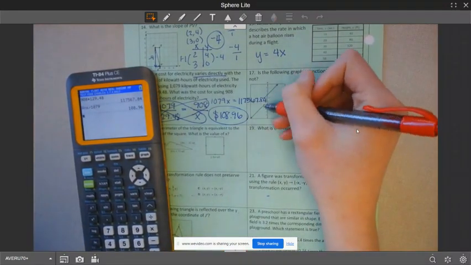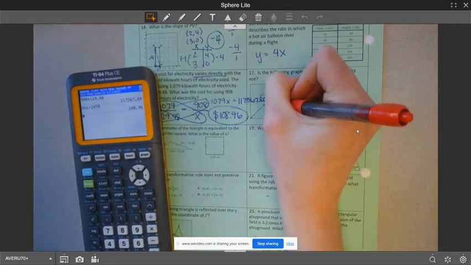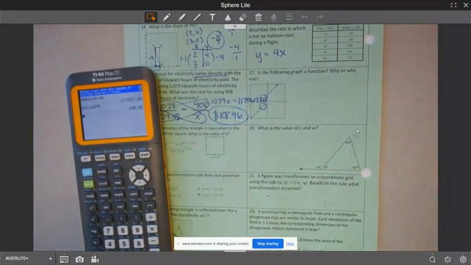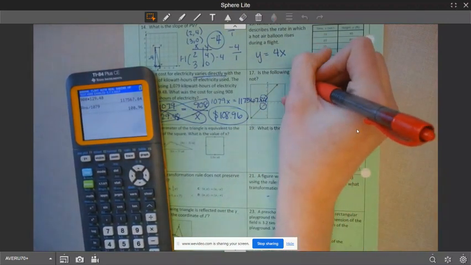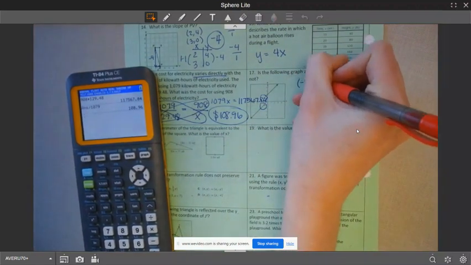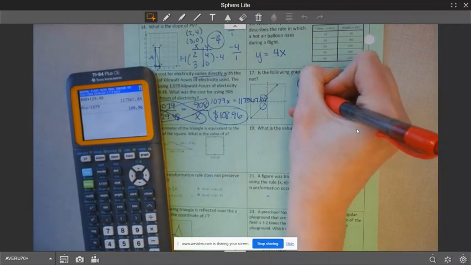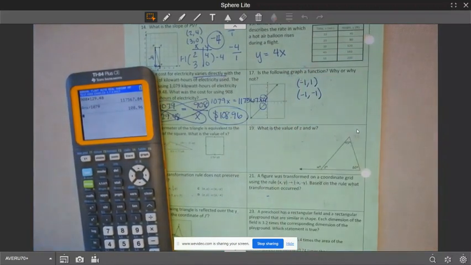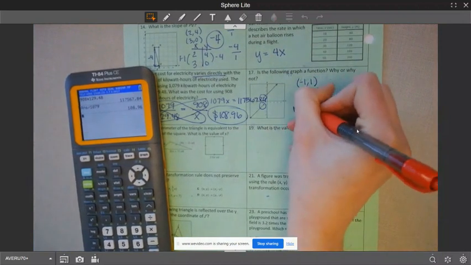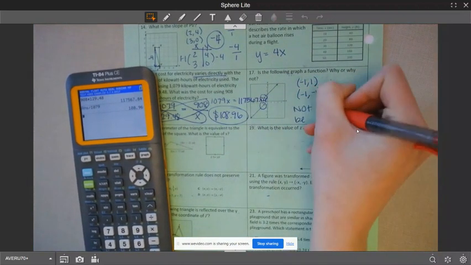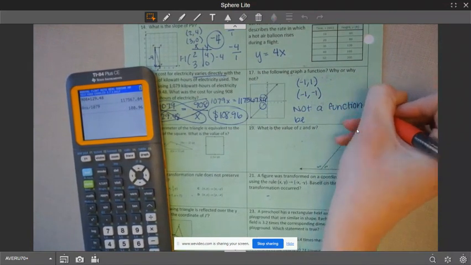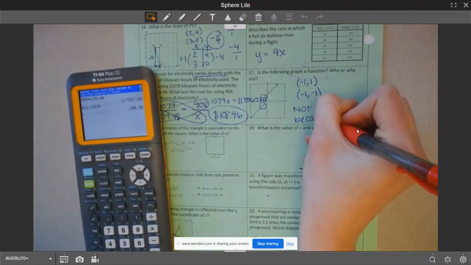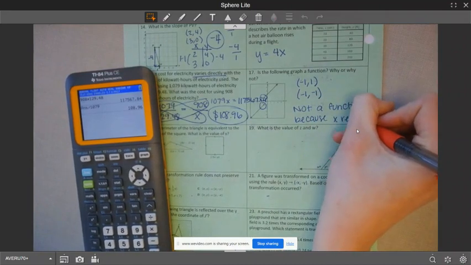Is the following graph a function, why or why not? Now, obviously, I wrote over this, so it's a little bit hard to see, but it is not a function, not because the line disconnects, but because there are two y values for one x. The x is repeated. So we have (-1, 1), and we also have (-1, -1) as points on this graph. So it is not a function because x repeats.